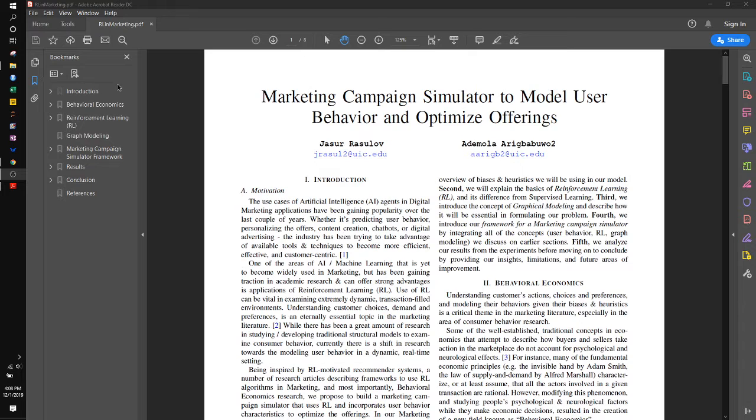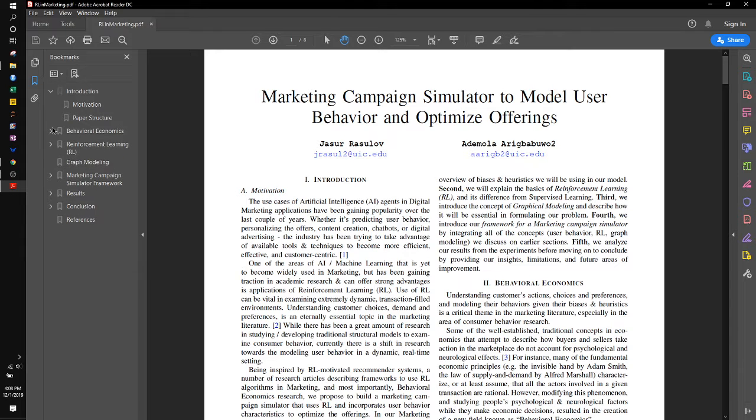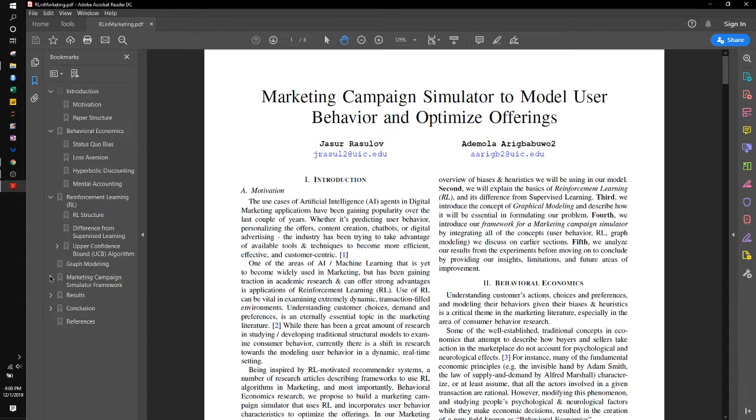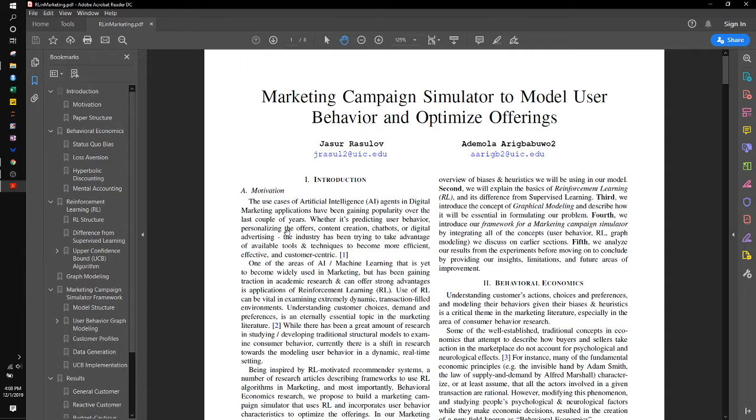The paper, as you can see in this section, is divided into multiple sections: introduction, and then we'll give an overview of behavioral economics, and then an overview and background about reinforcement learning, graph modeling, and we will describe the framework we used for the simulator, and we will describe our results and conclusions. We have plenty of subsections here, and I'm going to be walking you through all of those.